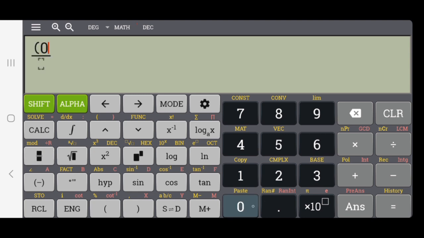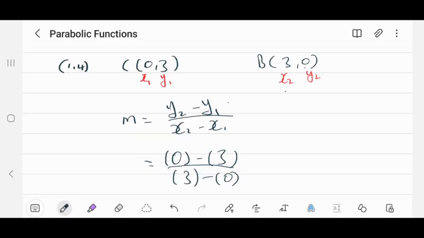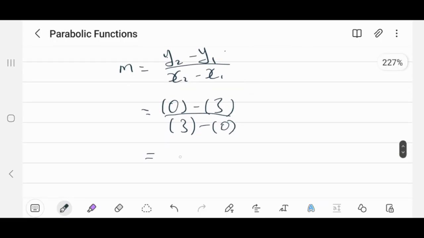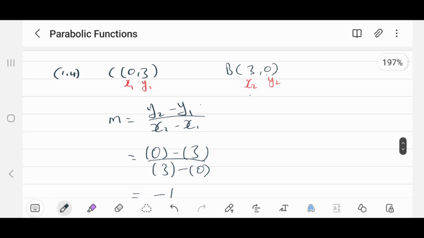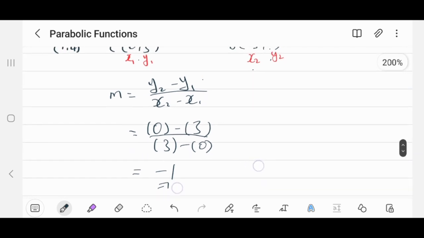So 0 minus 3 over 3 minus 0. I'm having -1 as a gradient, right? So this gives me -1. So that's my gradient. My gradient is -1. And I'm going to take at least 1 point. I can take this point or that point, up to me entirely.